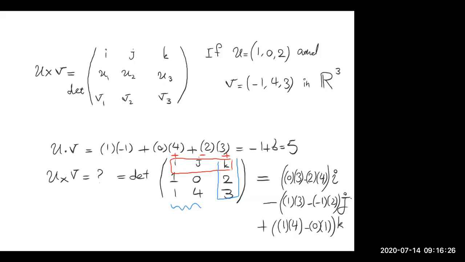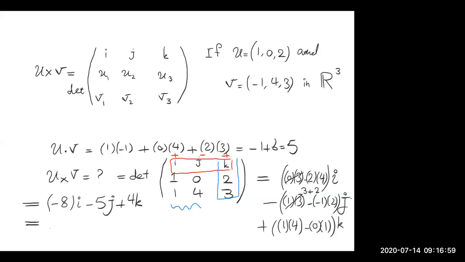Okay. What is the result? The result is, well, 0 times 3 is 0, 2 times 4 is 8. You would get -8 times I. Here we have 1 times 3 is 3. -1 times 2 is -2. There's another minus behind it. It would be +2, would be 3 plus 2, which is 5. There's minus sign here. It would be -5J. And 1 times 4 is just 4 plus 4K.